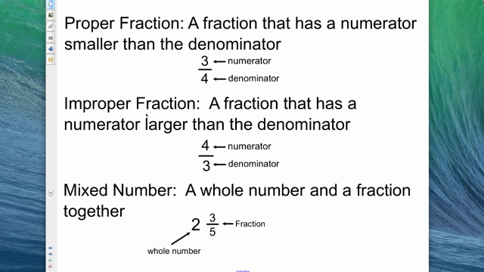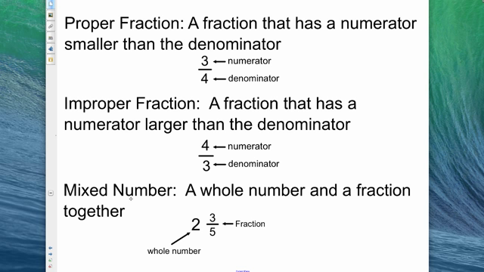The next term, improper fraction, refers to a fraction that has a numerator larger than the denominator. In this case, we have 4/3. 4 is the numerator and is larger than 3, the denominator.